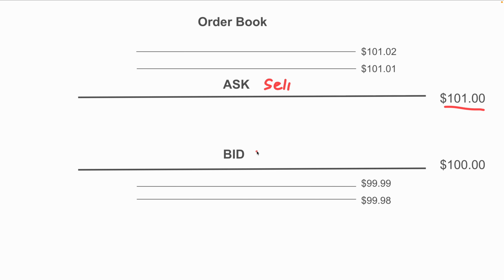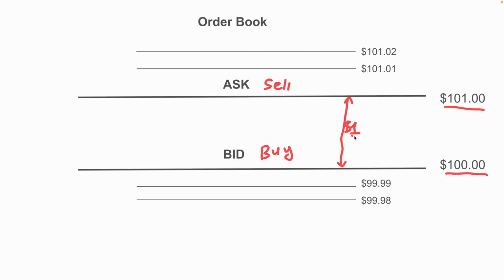And the bid side is what people are bidding, what they're trying to buy and at what price. Say here it's $100. As we can see, people want to buy at 100 and they're only willing to sell at 101. So there is a difference of $1, and that difference is called the bid-ask spread, because this is the spread between ask and bid.